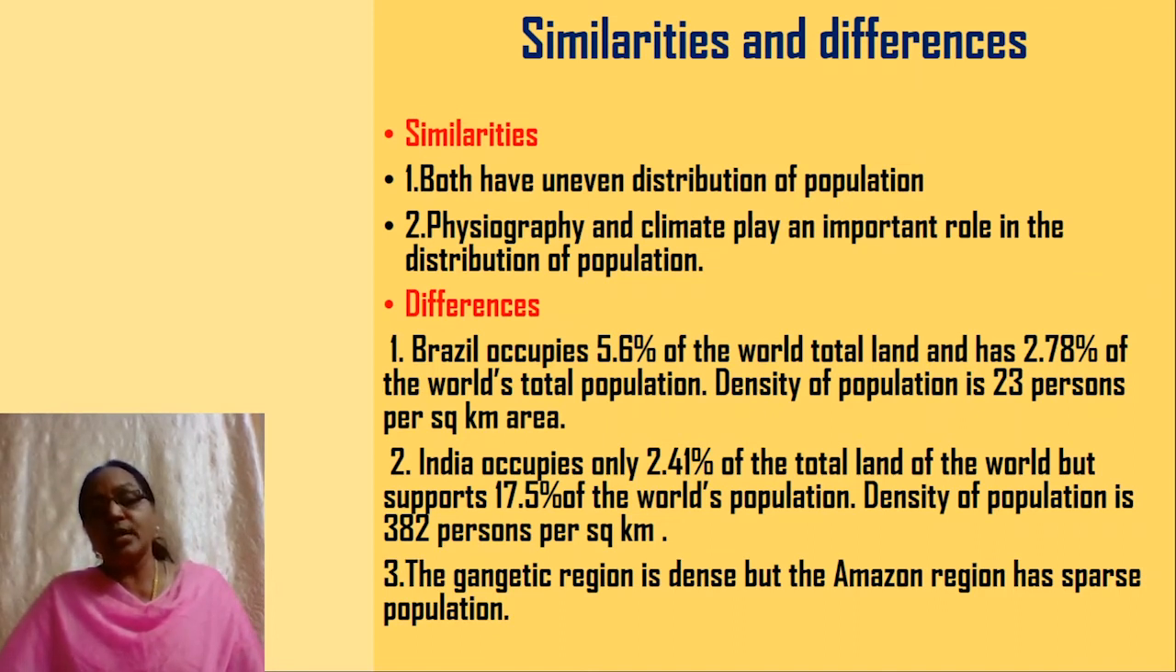What can you say about the Amazon region then? The Amazon region has sparse population, and as you already know, due to heavy rainfall, dense forests, and also because of its inaccessibility, the hot and humid climate doesn't allow human settlements to flourish in this region.